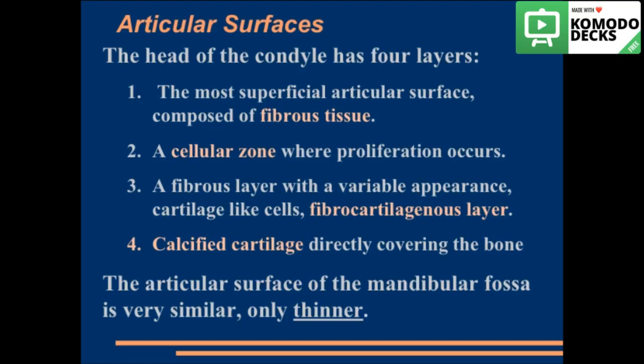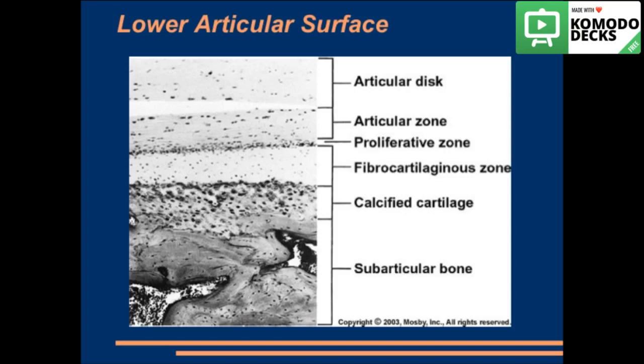On the other hand, the mandibular fossa is also very similar, having these 4 layers, only it is thinner than the condyle. In more detail, the lower articular surface of the head of the condyle, from the most superficial layer, is the articular zone. We are talking beneath the articular disc and the synovial cavity. Now here is the articular fibrous superficial layer.